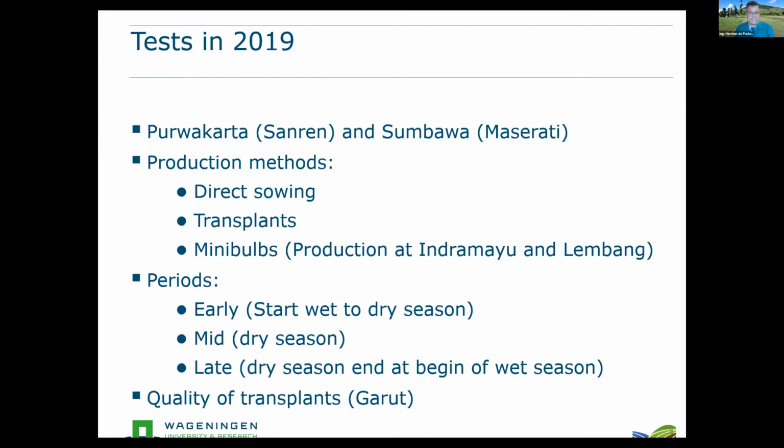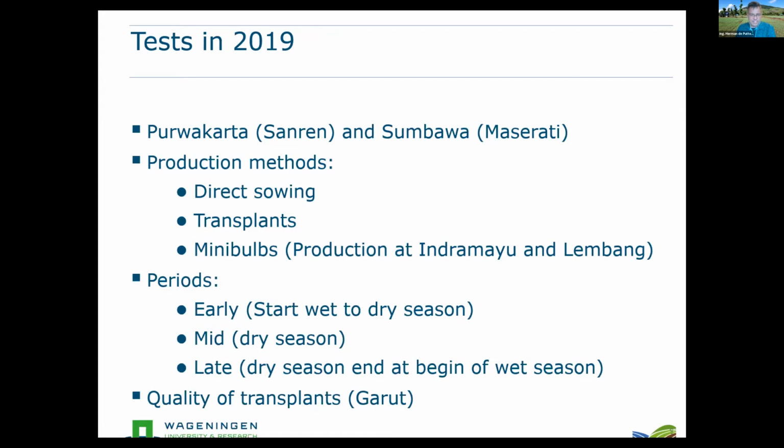In 2019, we did several tests at Purwakarta, at the location of PT Awindo, and at Sumbawa, at the location of PT Sumbawa. We used Sanren at Purwakarta and Maserati at Sumbawa. As I already explained, we compared direct sowing with transplants and mini bulbs, and we compared those with the Bima Curut as the standard for the current situation. I have to say that we use high quality Bima bulbs, so the average for the Bima will be higher than in normal situations.